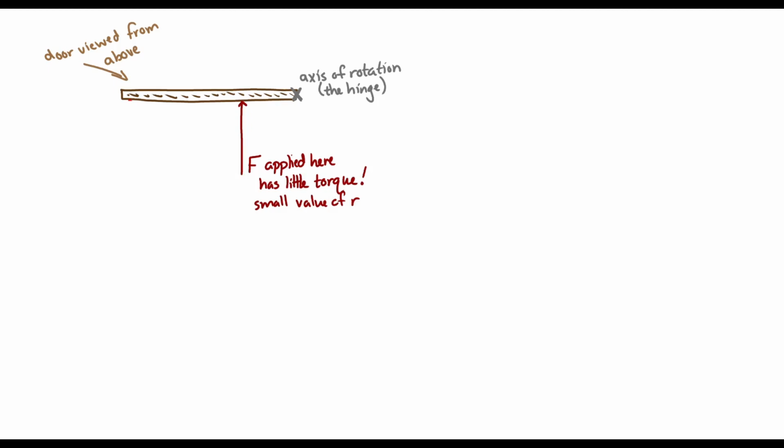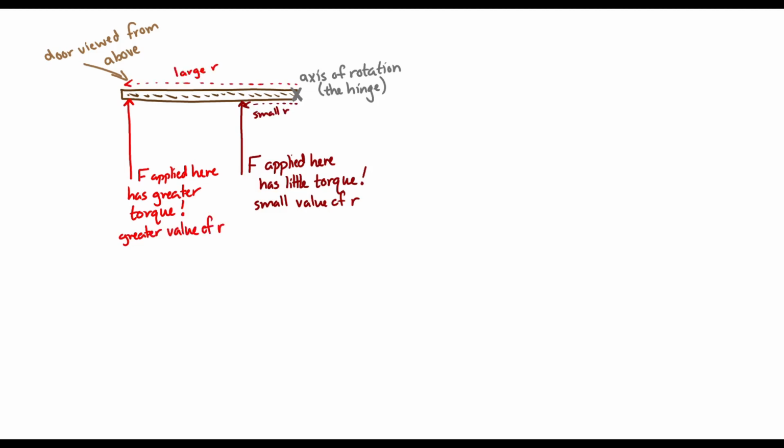And if instead I apply a force out here at a larger value of r, I'm going to get a larger torque. And if you've ever pushed on a door on a hinge in the past, you know that if you apply a force right here, it's difficult to rotate the door. Whereas if you apply the force out here at a large value of r, it's much easier to cause a rotation of the door.